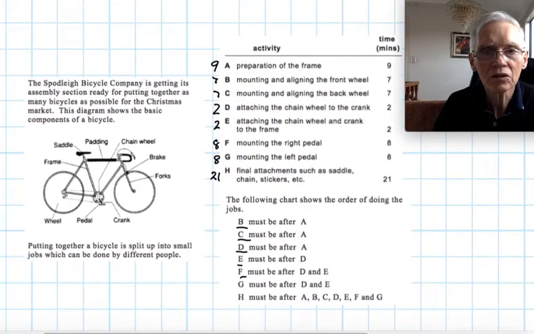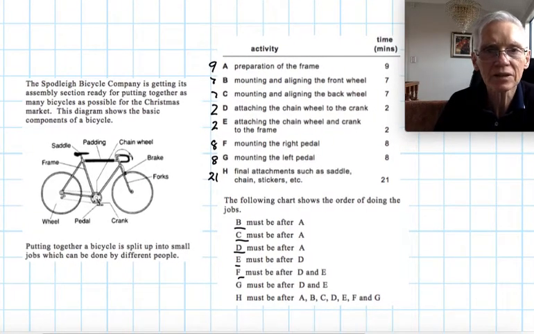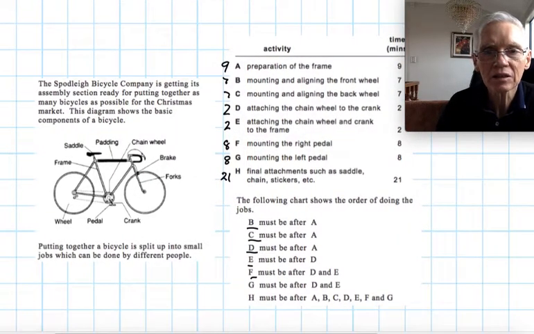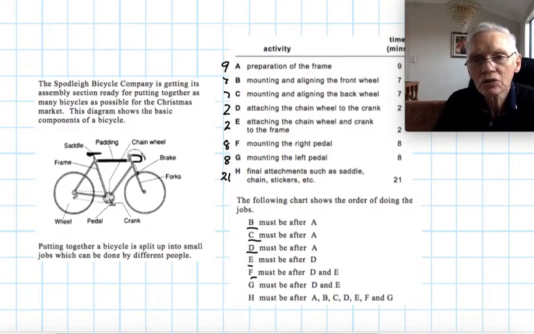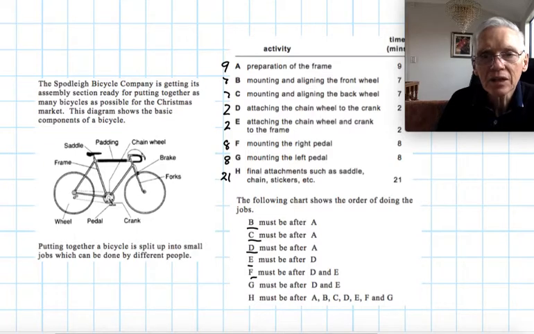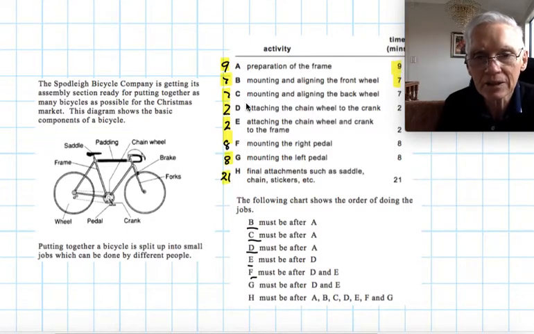Hi, we're going to do another critical path analysis, and this one is about a bicycle company. Make sure you try this one first and see if you can do it. It pays to put the times on the left here. So this 9 I've put onto the left and the 7 to the left and so on. Put all these times to the left because these numbers come before the letters in your flow chart.